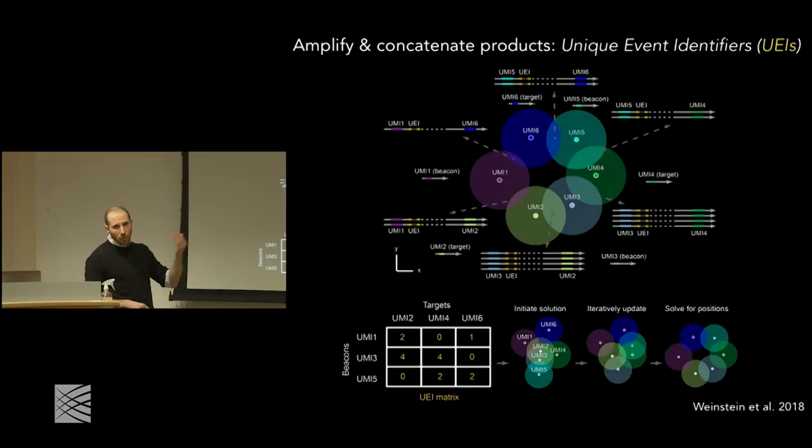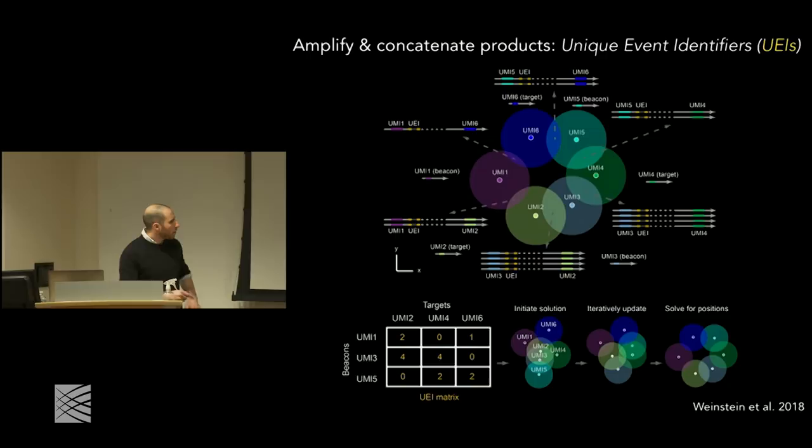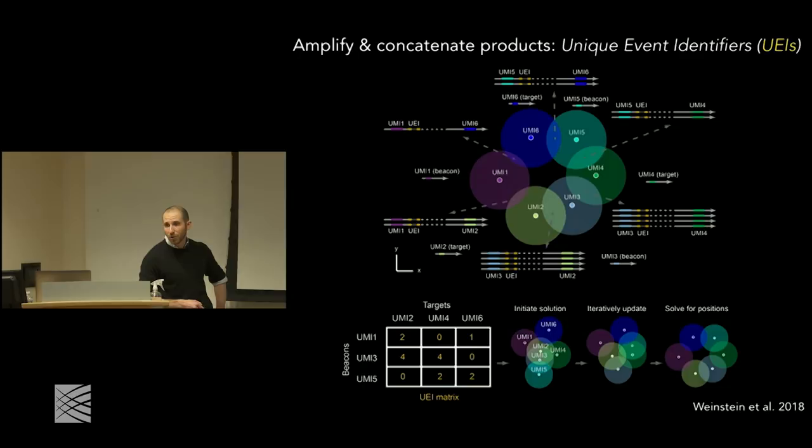We're going to grind up the sample and throw all of the UEI products into a very large matrix. In this case, we're looking at just three beacons by three targets. In reality, it's going to be hundreds of thousands by hundreds of thousands, if not millions by millions. The underlying goal of DNA microscopy is to take this data and ask whether it's possible to model the physics of the reaction sufficiently so that we can infer the positions of the original molecules.